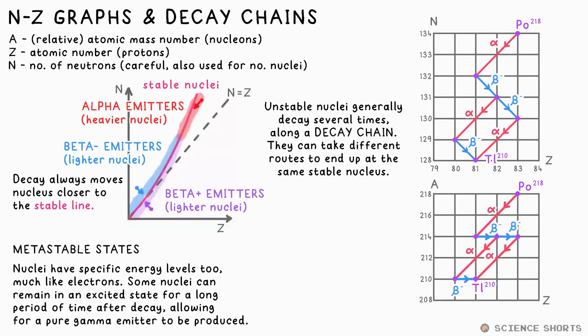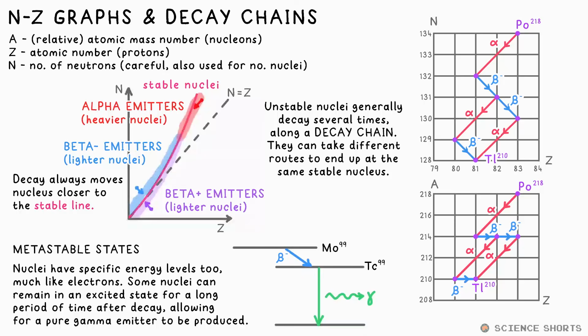What usually happens is that an alpha or beta decay occurs, leaving the nucleus at an excited energy state, much like an electron. It will usually de-excite instantly, emitting a gamma photon as well. This means it's hard to get a purely gamma-emitting source. However, some isotopes can decay via alpha or beta, then remain at the excited state for a long time before releasing that gamma photon. This is called a metastable state.